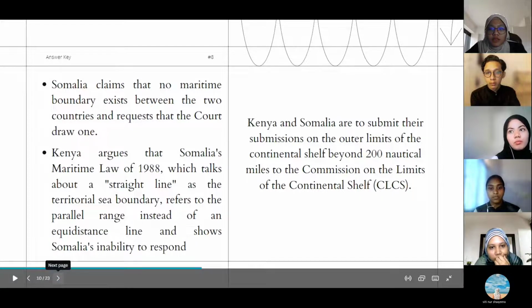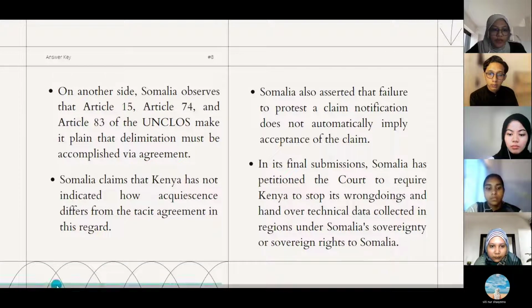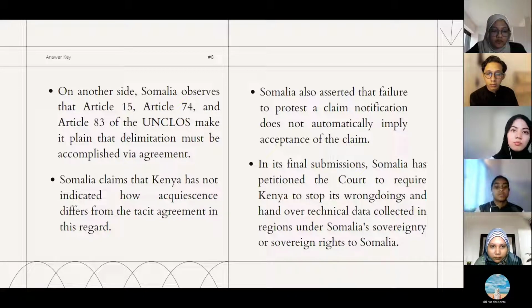Kenya and Somalia submitted their submissions on the outer limits of the continental shelf beyond 200 nautical miles to the Commission on the Limits of the Continental Shelf, the CLCS. On the other side, Somalia observed that Articles 15, 74 and 83 of UNCLOS make it plain that delimitation must be accomplished via agreement. Somalia claimed that Kenya has not indicated how acquiescence differs from tacit agreement in this regard. Somalia also asserted that failure to protest a claim notification does not automatically imply acceptance of the claim. In its final submission, Somalia petitioned the court to require Kenya to stop its wrongdoing and hand over technical data collected in regions under Somalia's sovereignty or sovereign rights.